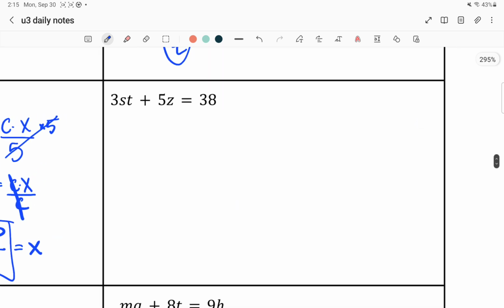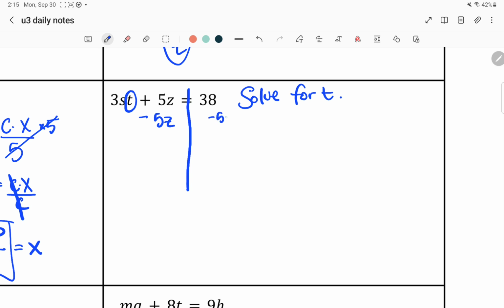Last one that I'll do with you. We are going to solve for t. So I have my equal sign. There's my railroad tracks. Okay. My goal is to get t alone. So I need to move everything away from t, starting with what's furthest away. So I have a plus 5z. I'm going to subtract 5z because that's the inverse of adding. I'm going to do that to both sides.